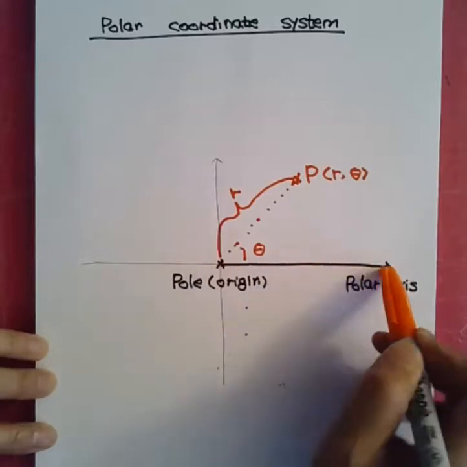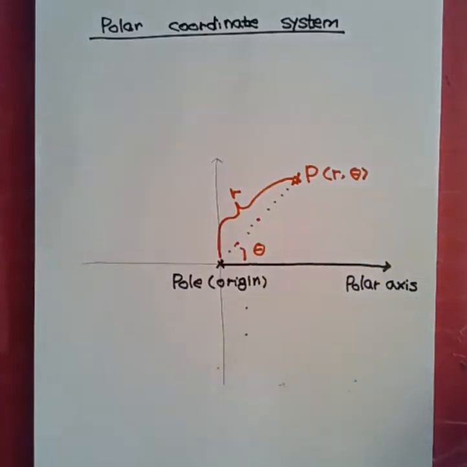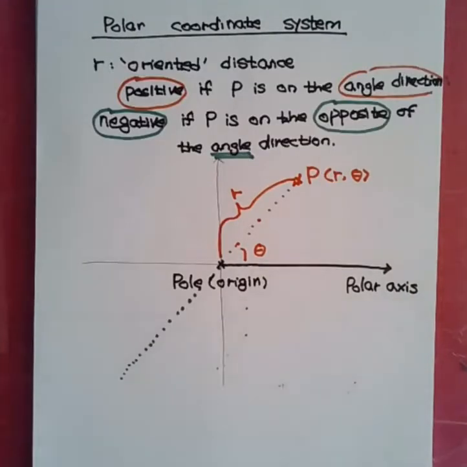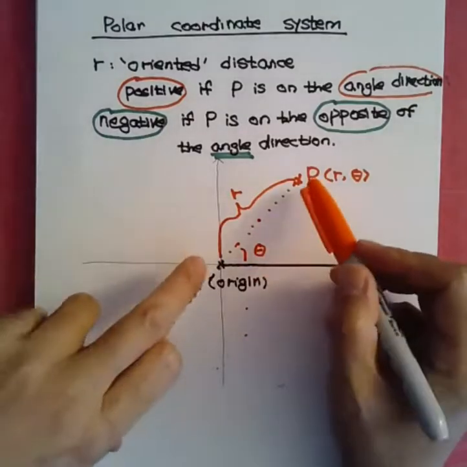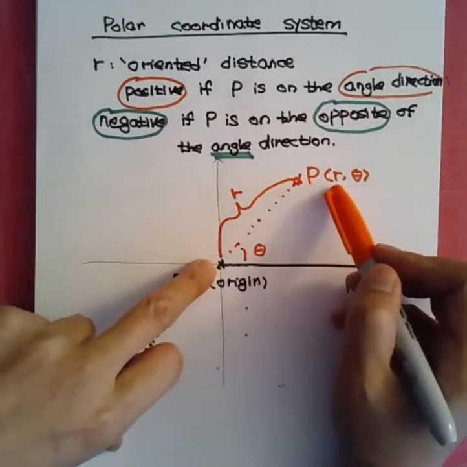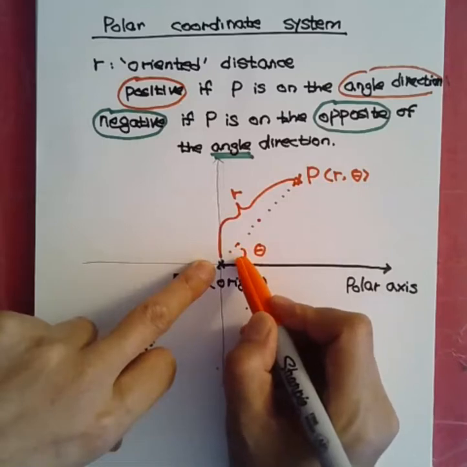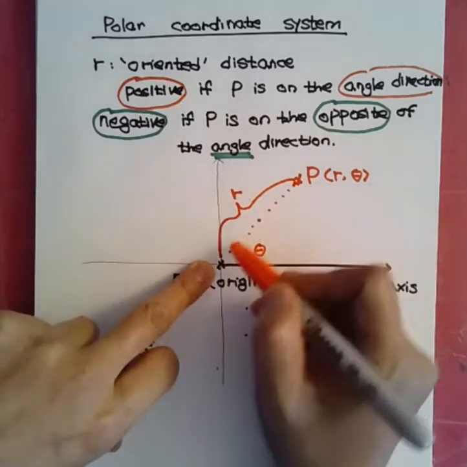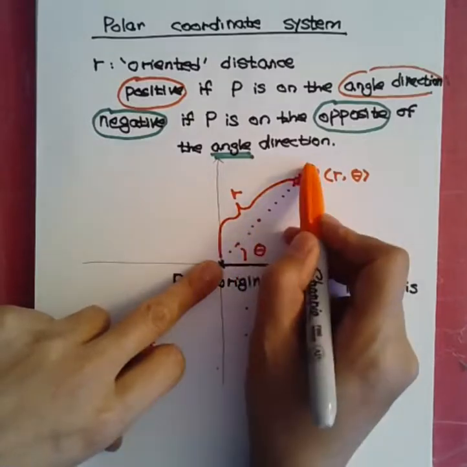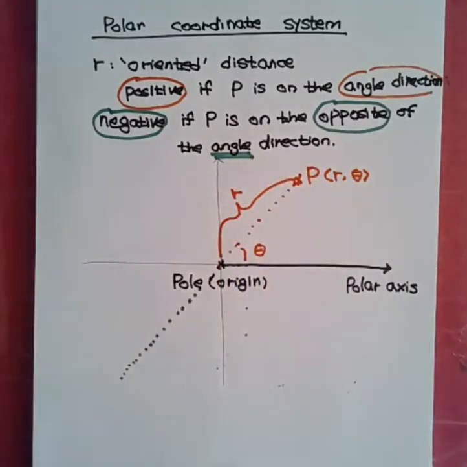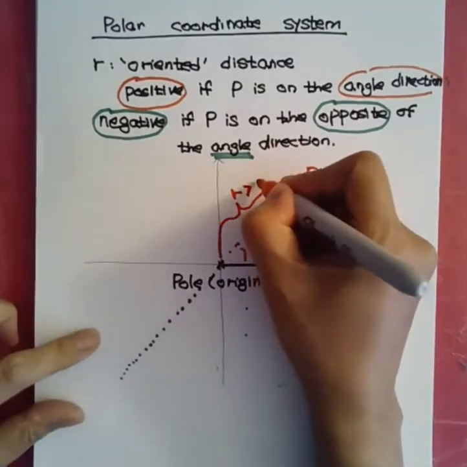Polar axis is always an initial side of the angle. R is an oriented distance. R is positive if P is on the angle direction. In this picture, P was denoted by R and theta. This is the angle theta, and the point is on the angle direction. So in this case, R is positive.